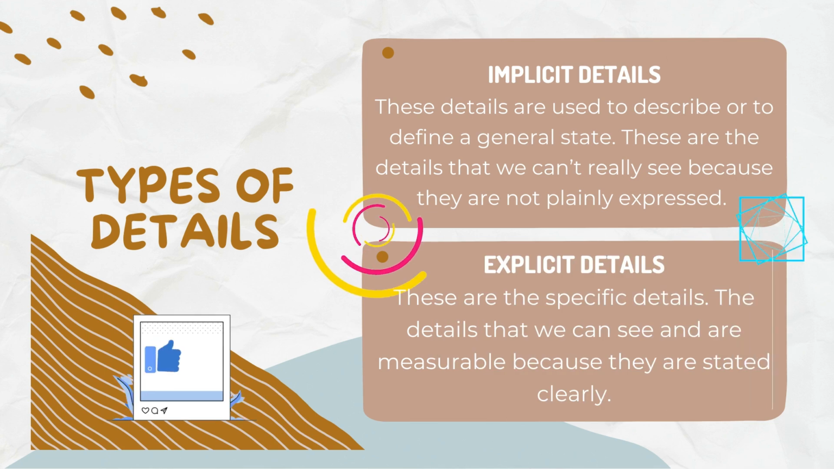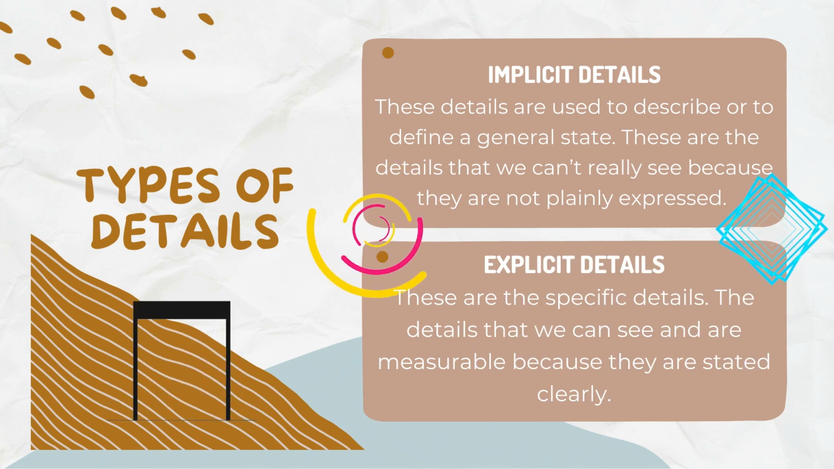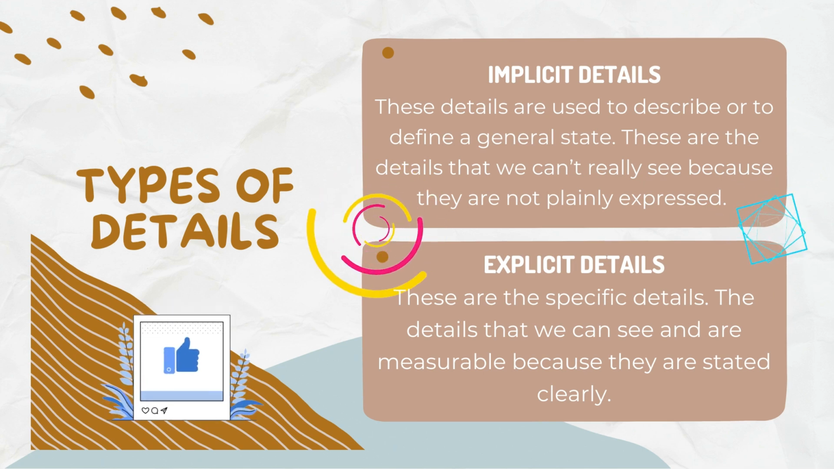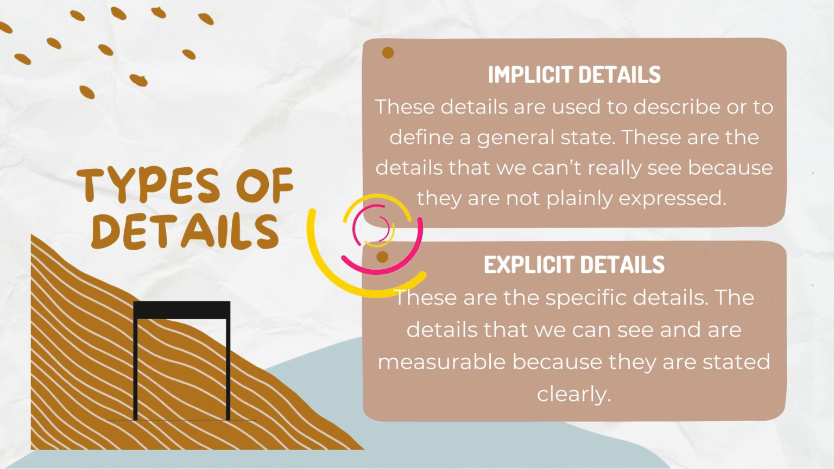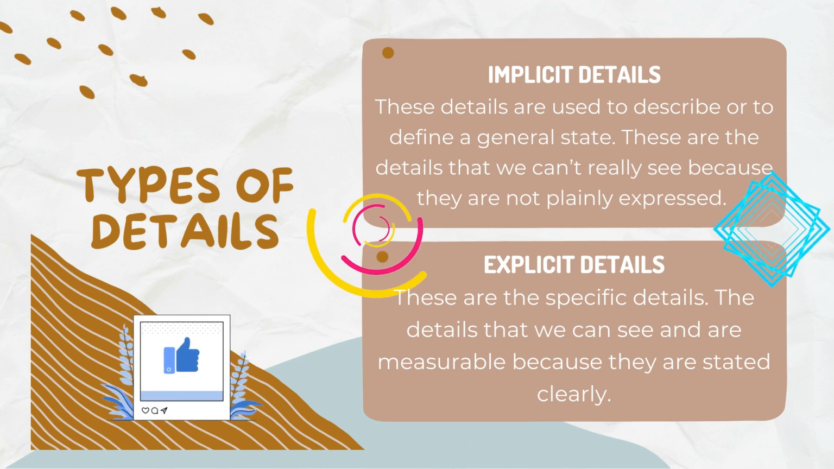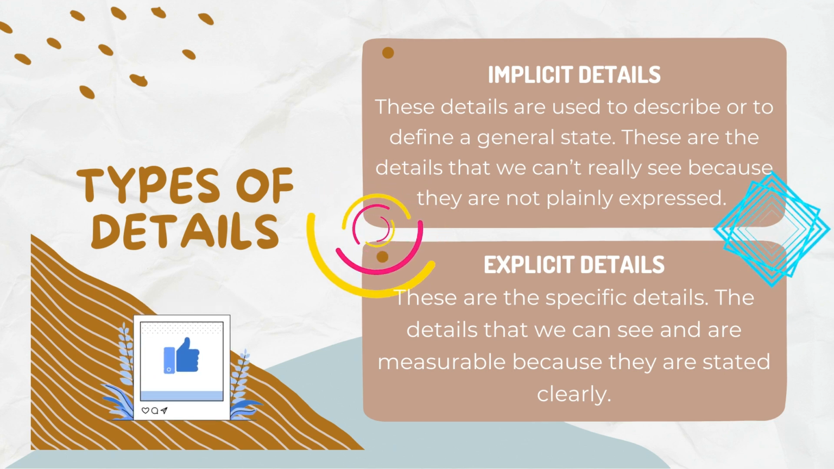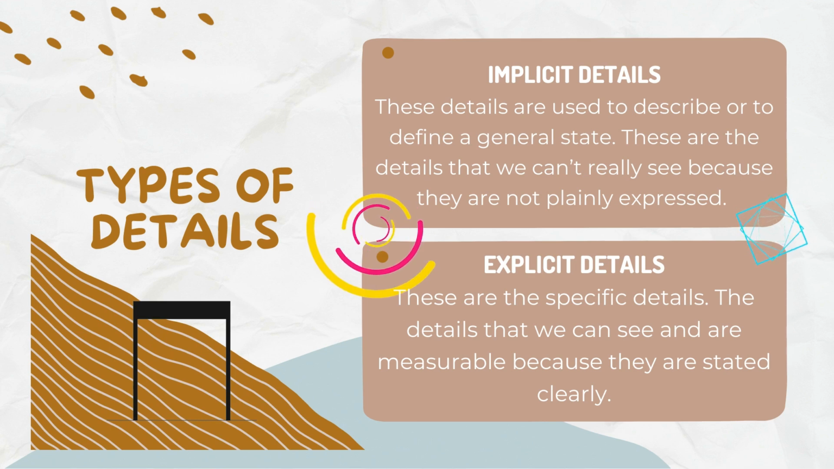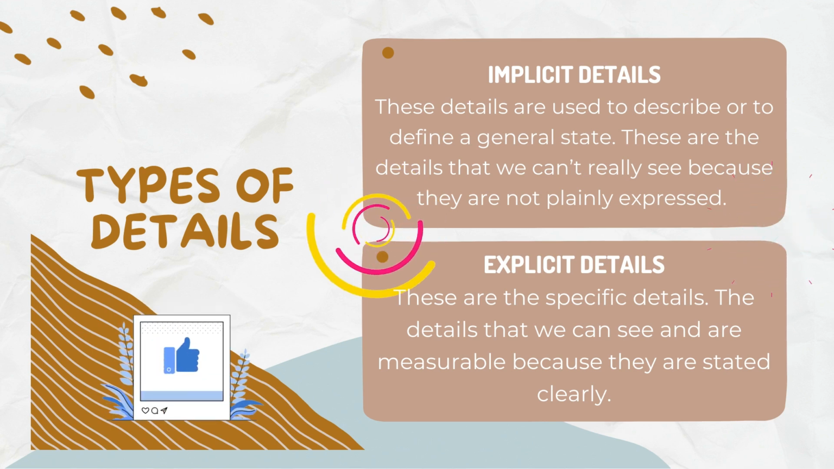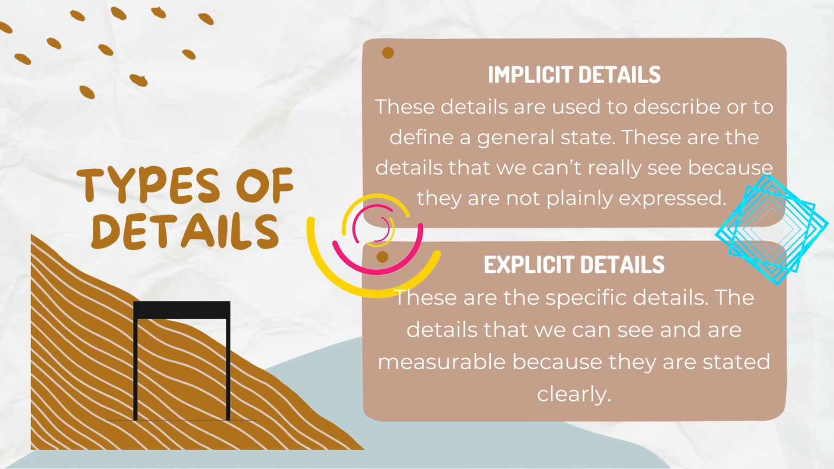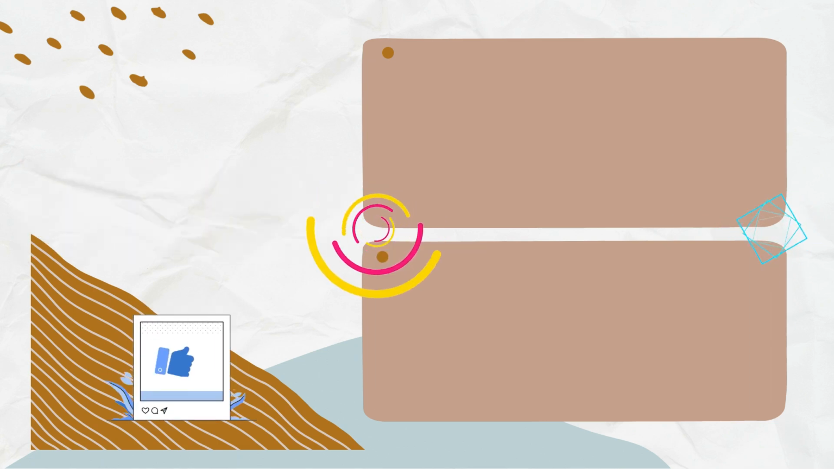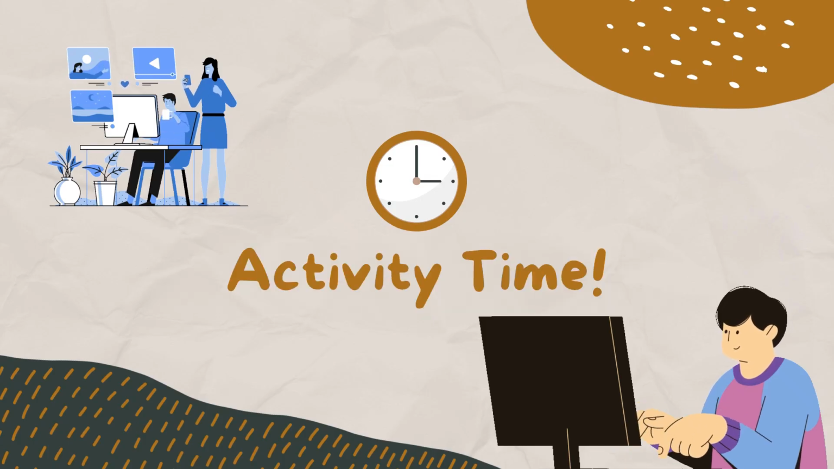There are two types of details. The first one is implicit details, and the second one is explicit. If it's implicit, these are used to describe or define a general state, and explicit, of course, specific ones. They can be seen right away in the story or in the selection that you are reading. No need to go through all of the details in the story. Implicit and explicit. Let's have activity time. I hope you're familiar with this one.